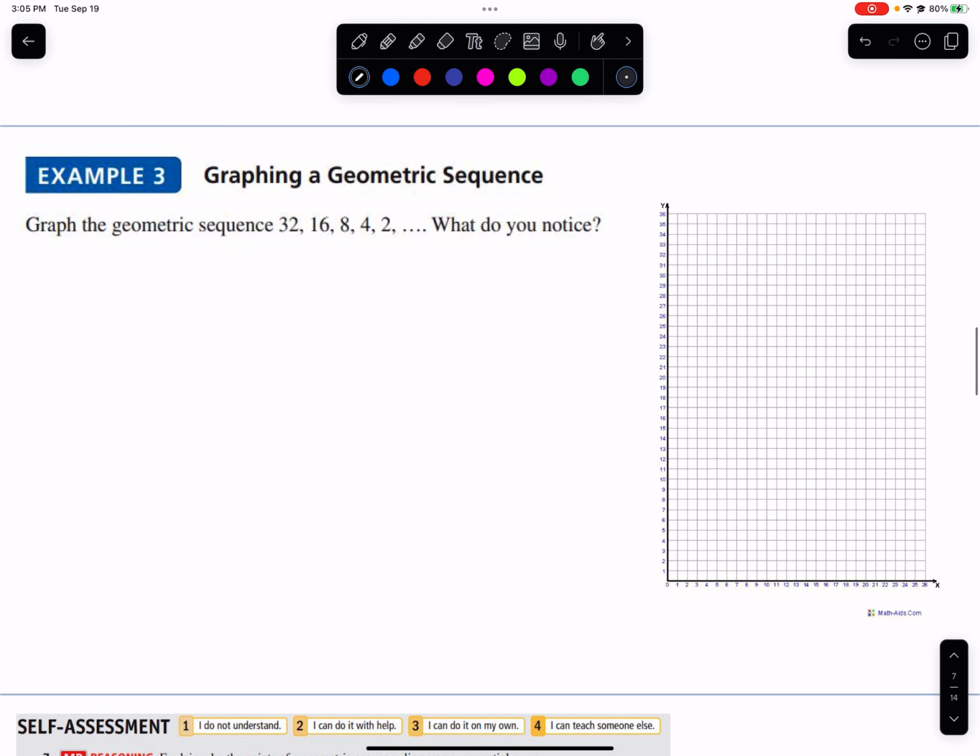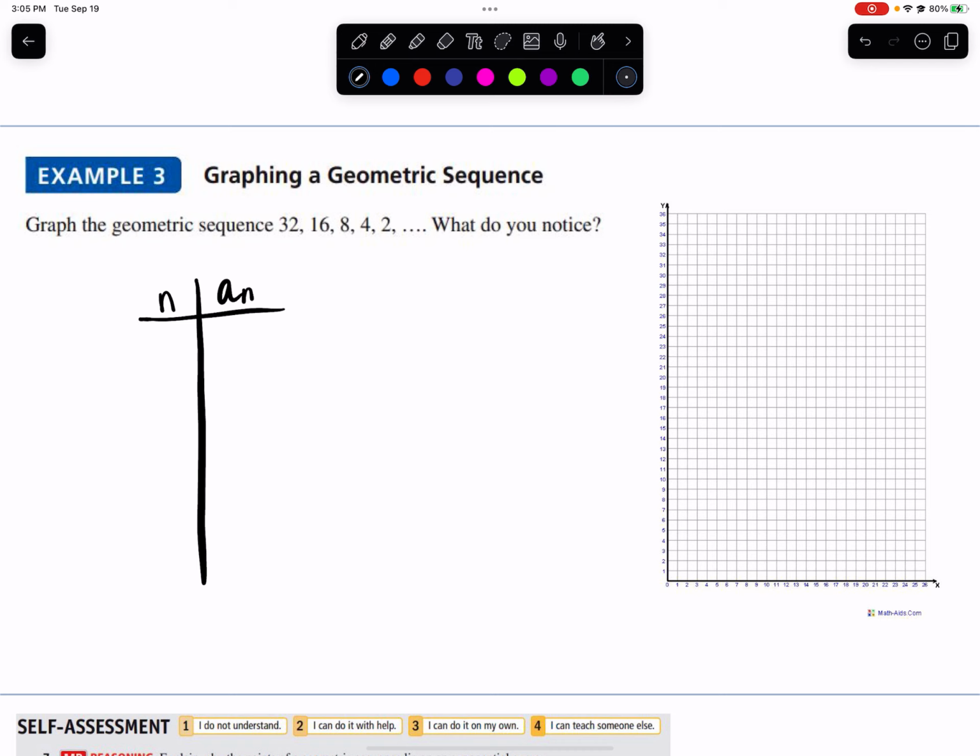All right, example 3, graphing. We're going to graph the same way we did arithmetic. So we're taking our position n and our term a sub n. So my first term is 32. My second term is 16. My third term is 8. My fourth term is 4. And my fifth term is 2. So I'm going to plot those points.